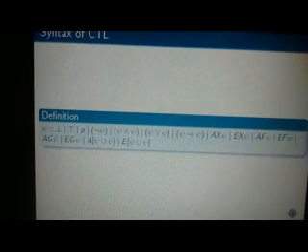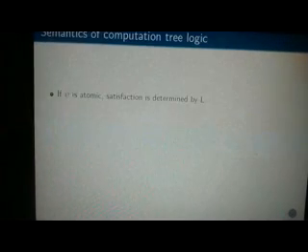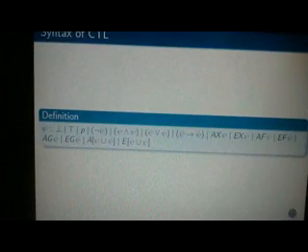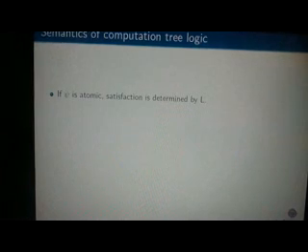So here is the definition of that. Now the syntax of the CTL, which is already discussed here. Semantics of the computation tree logic. The computation tree logic, CTL, is a branching time logic, meaning that its model of time is a tree-like structure in which the future is not determined. There are different paths in the future, any one of which might be the actual path that is realized.